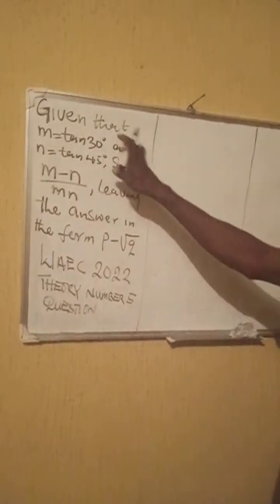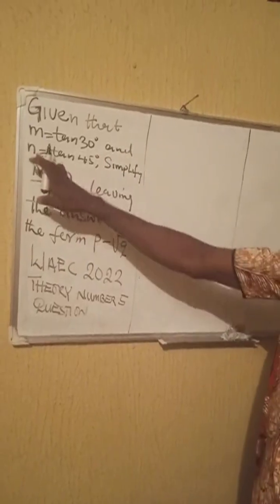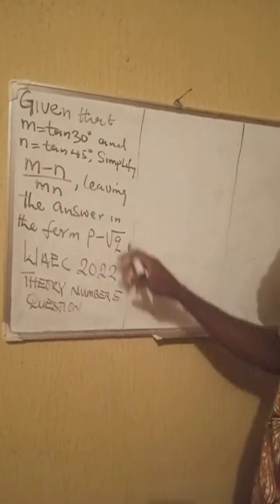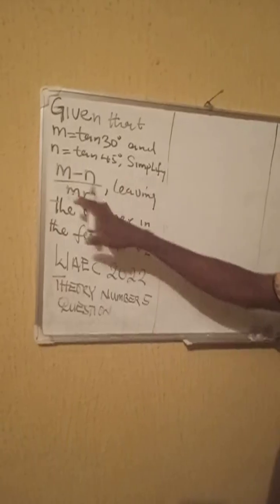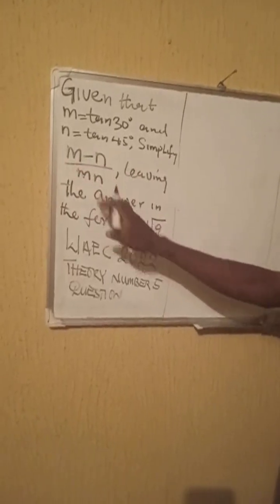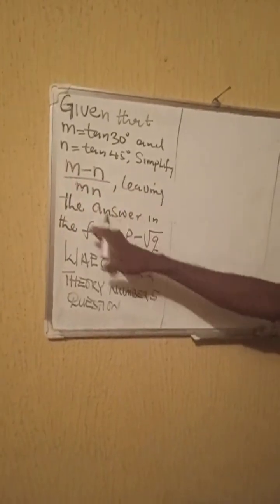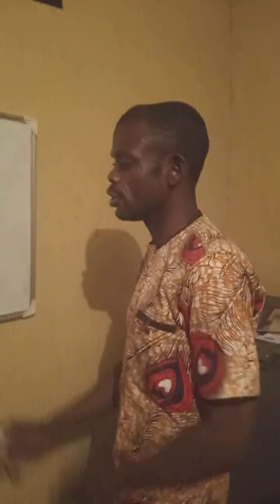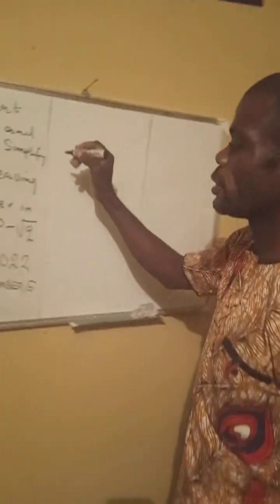Problem: WAEC question number 5, 2022. Given that m equals tan 30 degrees and n equals tan 45 degrees, simplify (m minus n) all over mn, leaving the answer in the form p minus root q. This question is taken from WAEC 2022, theory number 5. Let's see how we can solve it.